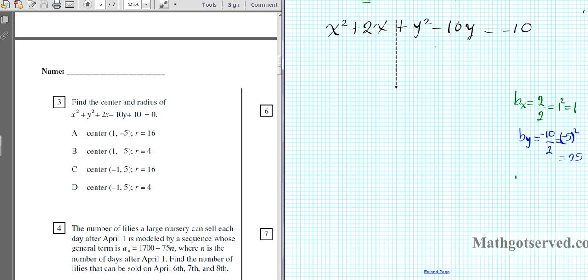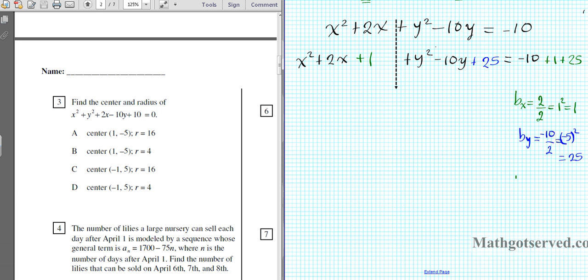All right, so let's go ahead and insert those values. So we're going to have x squared plus 2x plus 1, and then plus y squared minus 10y plus 25 equals negative 10. We're going to add these two numbers that we added on the left to the right side. So we're going to have plus 1 plus 25. Okay? All right, let's go ahead and factor these.